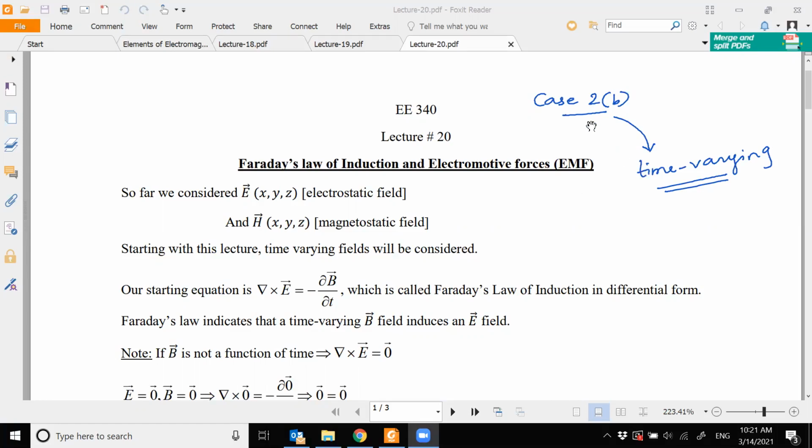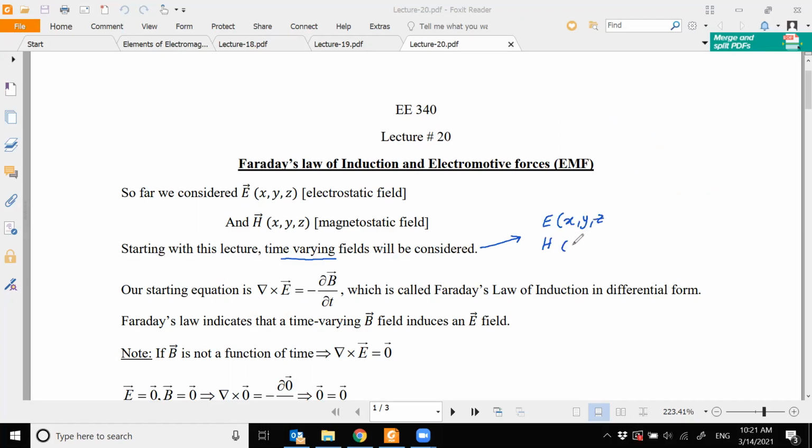So what are the changes that we are going to see? Our starting point is this expression. Can you see? In electrostatics, it was only XYZ. Your electric and magnetic fields were only functions of XYZ. Now you have the time varying field. Time varying field means what? Now your electric field and magnetic field are a function of our spatial coordinates, which are already here, but in addition to that, they have another component, which is time. So our starting equation is this equation, and it is called Faraday's law of induction.